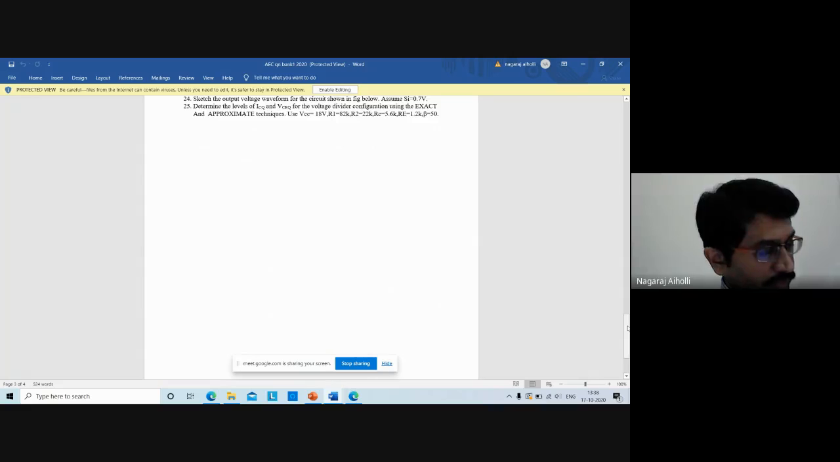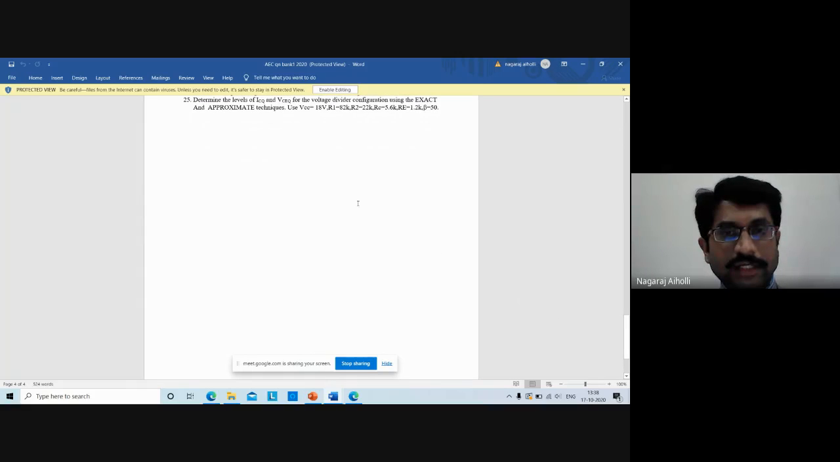Question number 25. Determine the levels of ICQ and VCEQ for the voltage divider configuration using the exact and approximate techniques. Use VCC equal to 18 volts, R1 equal to 82K, R2 22K, RC 5.6K, RE 1.2K and beta equal to 50. I have shared the notes on this particular example, and I have also explained how to perform the exact method and how to apply the approximate technique for the voltage divider bias circuit. It's a solved example in class. Just refer to the notes.